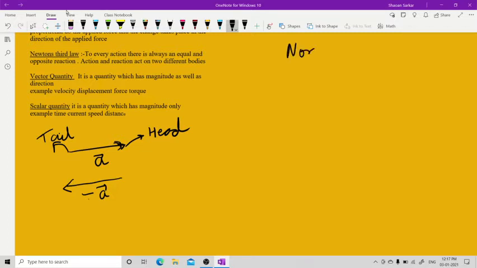Let us see. North can be written as minus south. East can be written as minus west, or the other way around. So minus has a very important role in physics because it changes the direction completely. So you have to be very careful with the minus sign in physics. In maths, it's a simple subtraction, nothing more than that. In physics, this is a subtraction as well as the change in direction.